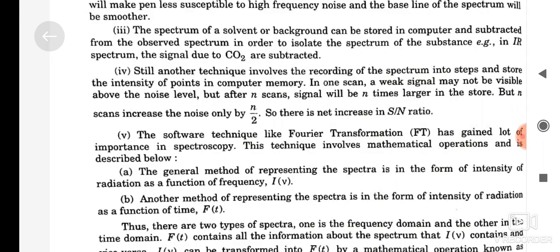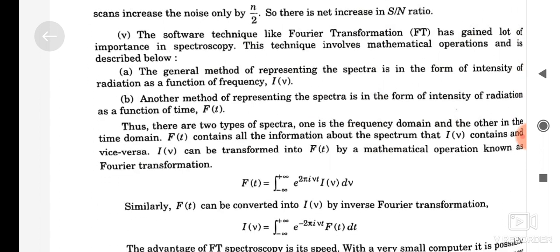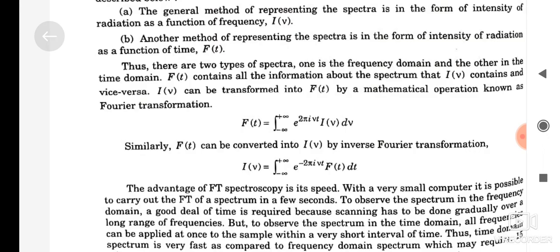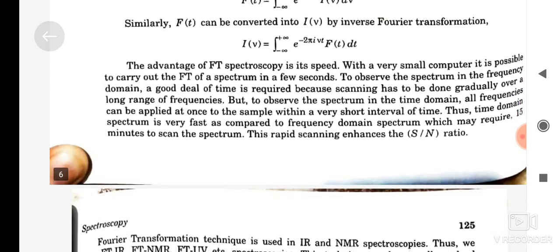First, the general method of representing spectra is in the form of intensity of radiation as a function of frequency. Second, another method of representing spectra is in the form of intensity of radiation as a function of time. Thus, there are two types of spectrum: one is the frequency domain and the other is the time domain. Each contains all the information about the spectrum that the other contains, and vice versa. I as a function of mu can be transformed into F as a function of t by a mathematical operation known as Fourier transformation. Similarly, F of t can be converted into I of mu by inverse Fourier transformation.